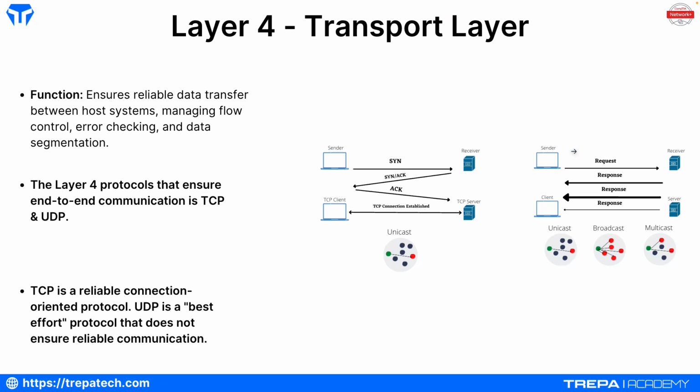Now we have the transport layer. So layer 4, this is going to ensure reliable data transfer between host systems. It's going to manage flow control, error checking, and data segmentation. And the layer 4 protocols we need to know about are TCP and UDP. So, okay, guys, brief, just high-level overview. TCP, that provides us reliable data transmission.